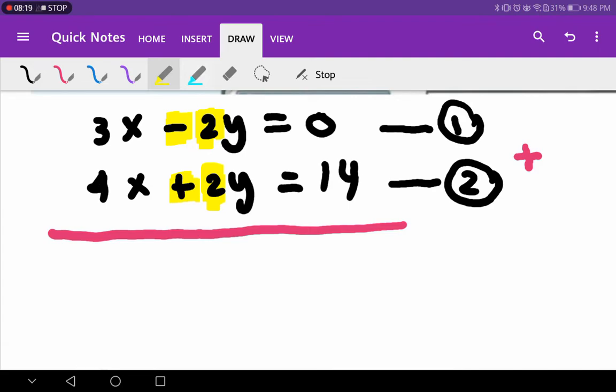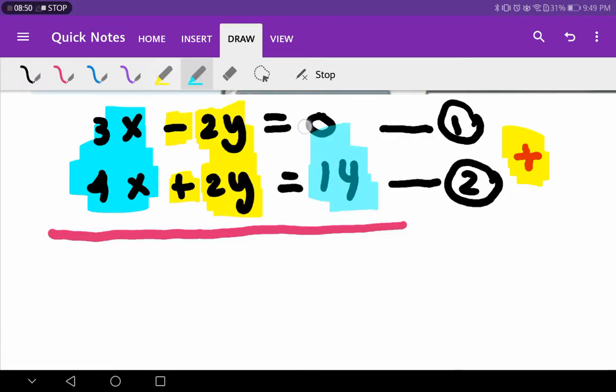Okay? Because the y's here have the same coefficient, which is 2, and different sign, I directly add. Okay, my dear student? So this is the condition to add? Yes, this is the condition to add equation number 1 plus equation number 2. And I taught you how to add them: the x's together, the y's together, and the numbers together.